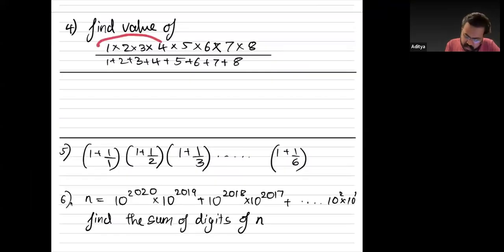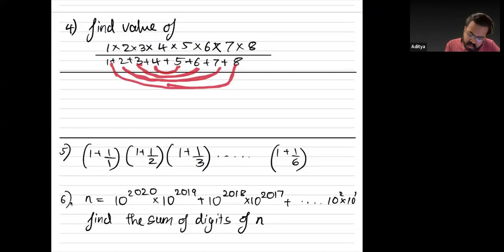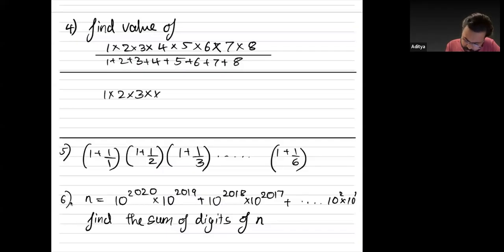Okay, over here there is not much cancellation happening. It's just that the denominator can be simplified very easily. You can see that 8 plus 1, 2 plus 7, 6 plus 3, 4 plus 5, all of these are the same number, which is 9. Correct? And there are 4 of these existing in pairs. So you have 1 times 2 times 3 times 4 times 5 times 6 times 7 times 8 divided by 4 times 9.